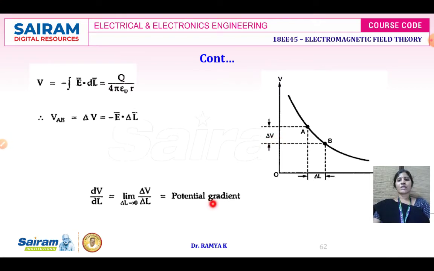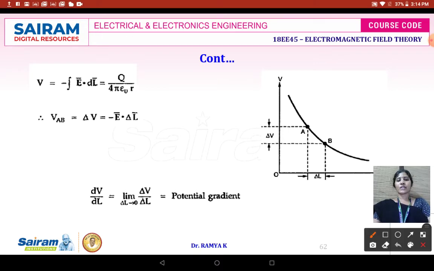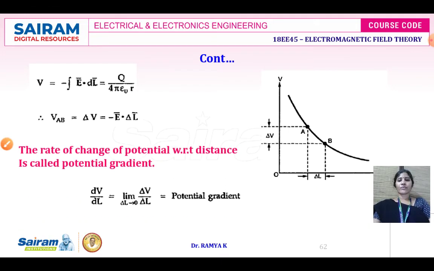We know that E is equal to Q divided by 4 pi epsilon R, and V could be equal to minus integral E dot dl. V is equal to minus integration E dot dl is going to be your Maxwell's second equation in electrostatics, whereas the Maxwell's first equation in electrostatics is going to be divergence of D is equal to rho V, which we have done in our first module. The rate of change of potential with respect to distance is called your potential gradient.